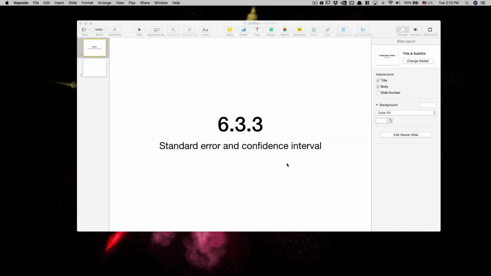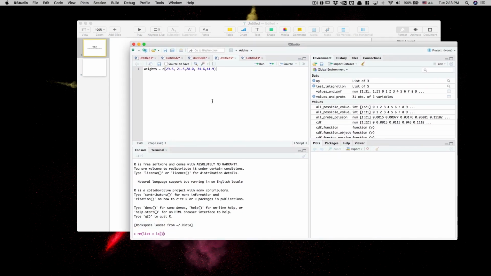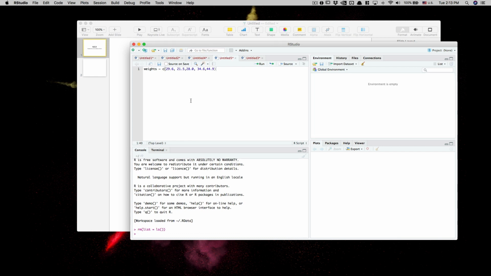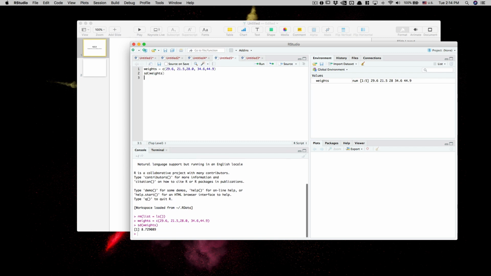Okay, the first question is to find the standard error of the mean, which is pretty simple. You first have to find the standard deviation of the sample and then divide it by the square root of the sample size. As you can see here, this is our data set. We can easily calculate the standard deviation by using the sd command, and then we want to divide it by the square root of the sample size.